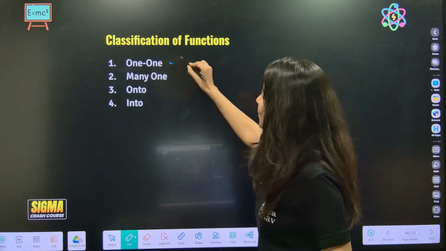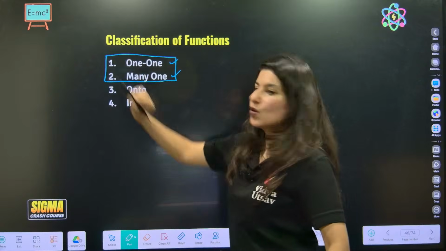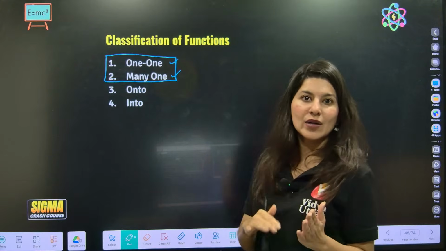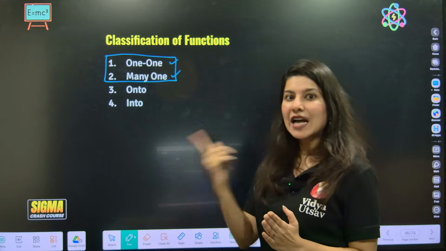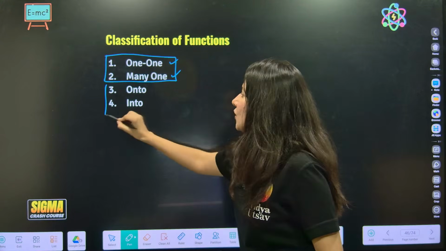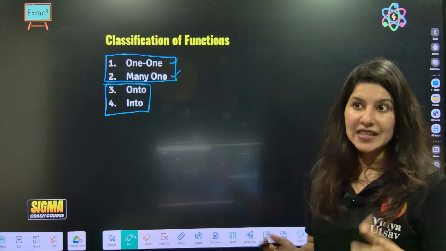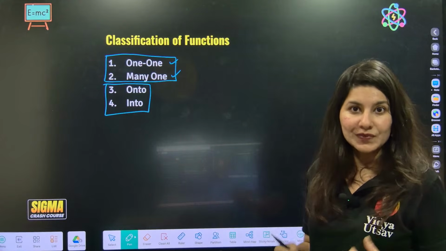One-one function, many-one function. We'll study these two together, because a function can be either one-one or many-one. If it is one-one, it can't be many-one. If it is many-one, it can't be one-one. Same with into and onto together, because if a function is an into function, then it can't be onto. If onto, then it can't be into.